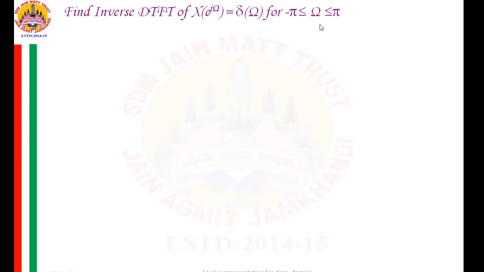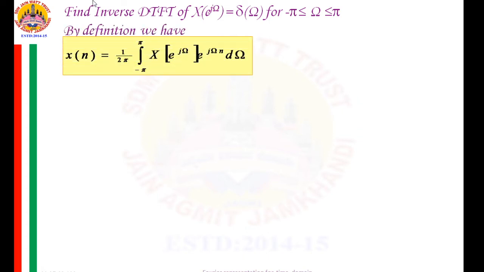Okay. So now consider that we are interested in finding the inverse DTFT of delta of ohm for ohm varying from minus pi to plus pi. Now what is the meaning of delta of ohm? The delta of ohm will have the amplitude equal to 1 at ohm is equal to 0. Therefore, in this definition of IDTFT, if we want to recover x of n, x of n is equal to 1 upon 2 pi integration minus pi to pi x of e raised to j ohm, e raised to j ohm n d ohm. The x of e raised to j ohm is delta of ohm.